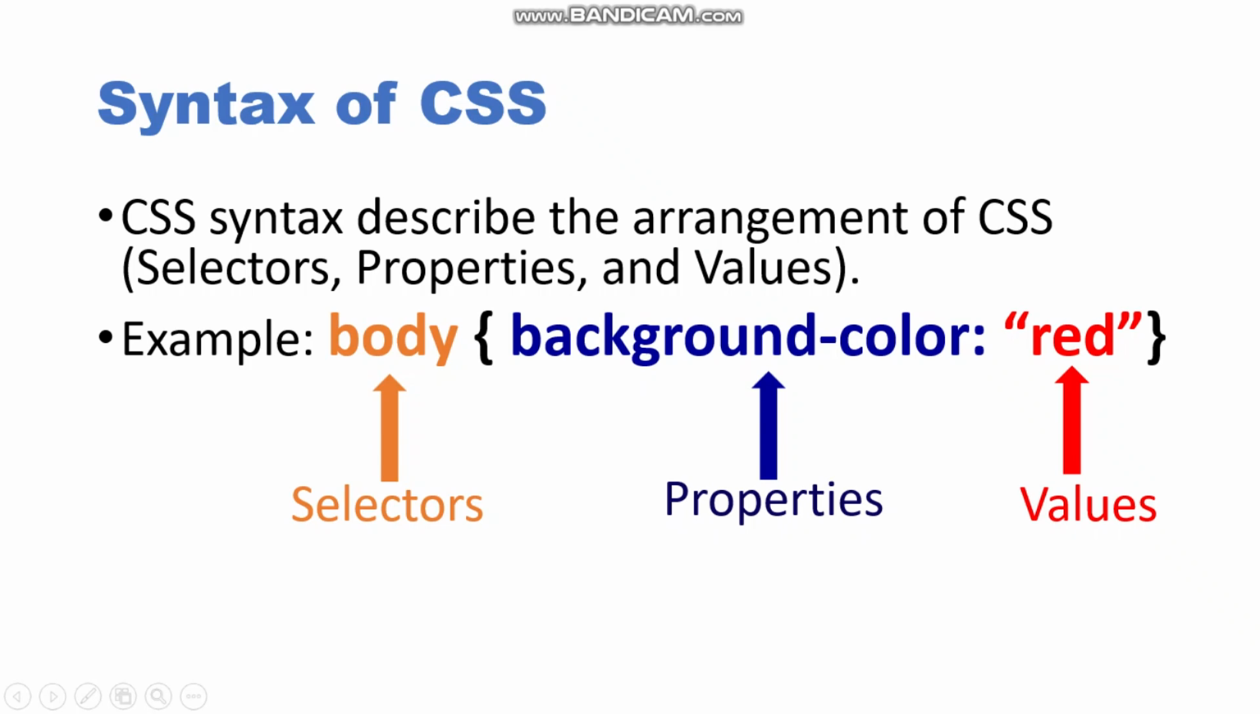You can have so many selectors. That's the reason we have an S on it. You can have so many properties, and you can have so many values. That's the reason we have an S on everything.